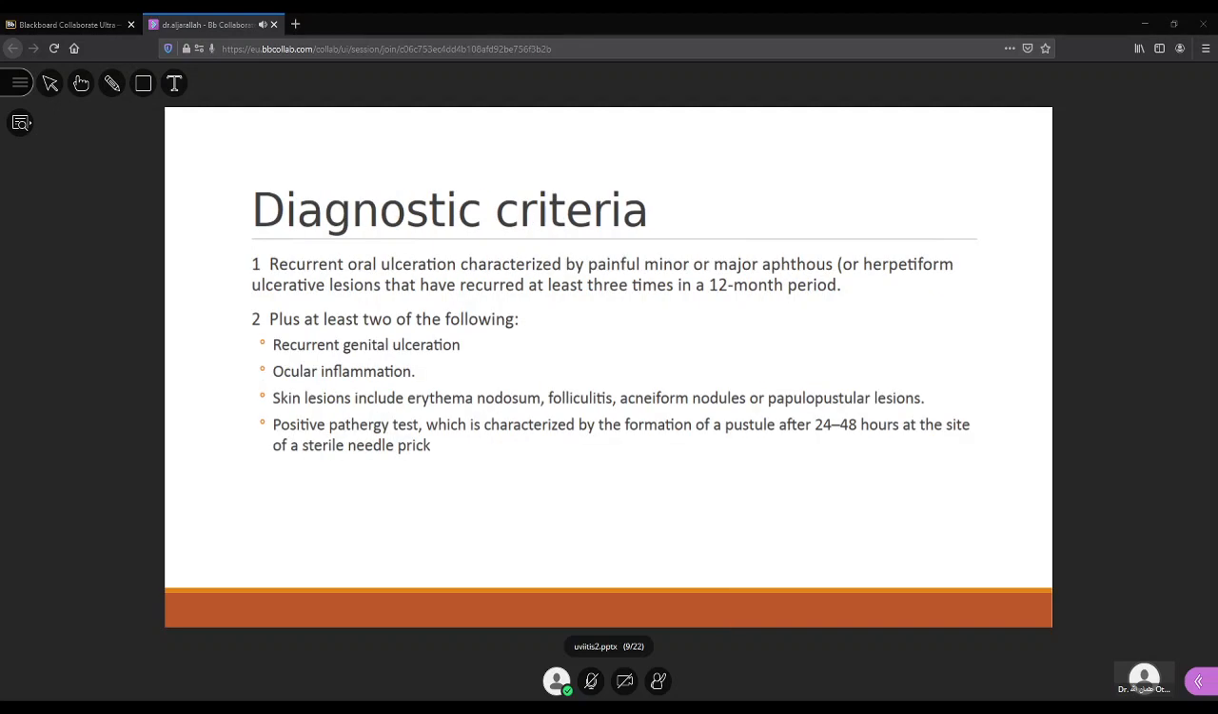Diagnostic criteria: recurrent oral ulceration is a must, characterized by painful minor or major aphthous ulcers that have recurred at least 3 times in a 12-month period, plus at least 2 of the following. So recurrent oral ulcer is definitive for diagnosis, plus two of the following: recurrent genital ulcer, ocular inflammation, and we will talk about what type of ocular inflammation we have, skin lesion like erythema nodosum, and positive pathergy test. It's the type of test that can diagnose Behçet.